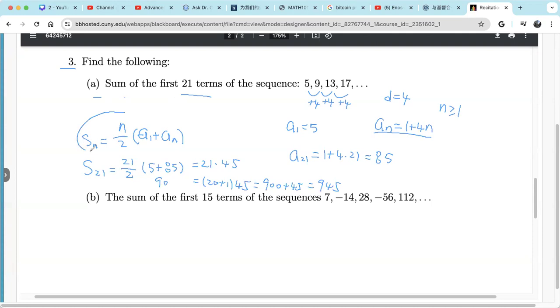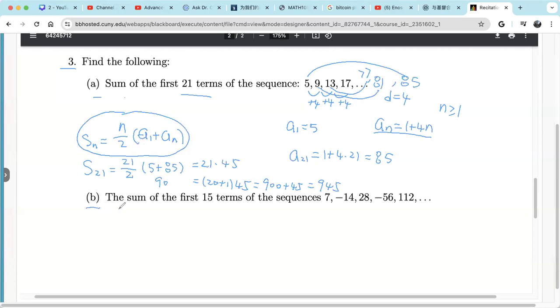So you don't need to memorize this. You just think about this. Let's write out the terms. The last term is 85. The 21st term is 85, right? And this term will be 81. 81, so this would be 77, right? What's 5 plus 85? 90. What's 9 plus 81? 90. 13 plus 77, 90. Because if you pair up like this from the front and the end, the sum will always be the same. But how many pairs do we have? We have n divided by 2 of them.